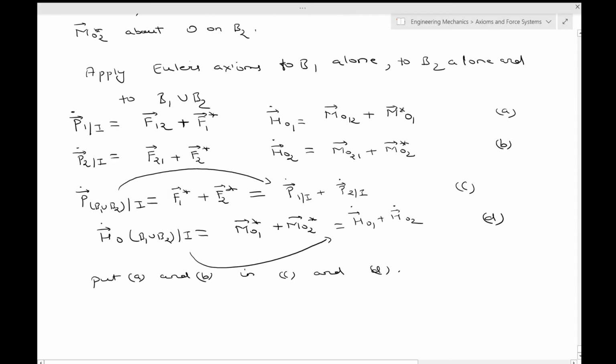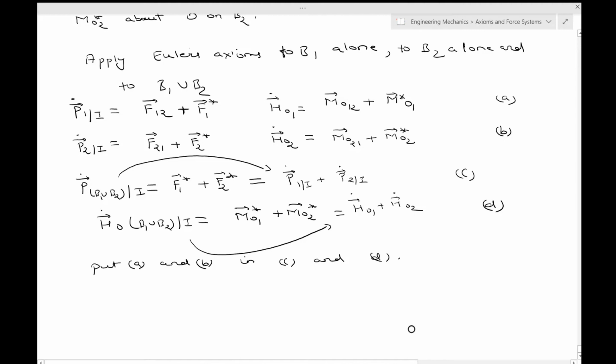Okay, so let's do that. I'm looking at C now. Okay, F1 star plus F2 star is equal to P dot 1, which is F12 plus F1 star, plus P dot 2, which is F21 plus F2 star. Okay.